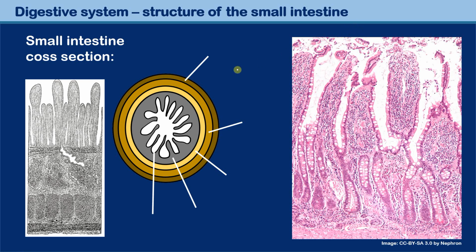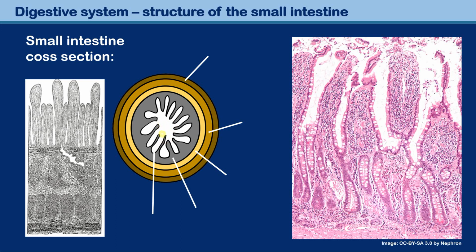You can see in the center here a schematic drawing of the cross-section of the small intestine. Over here on the left side, a drawing of the wall of the small intestine. Over here on the right side, a micrograph from under the microscope, where I'm also going to explain a few of these structures. So let's start labeling the cross-section of the small intestine first, starting from the inside out.